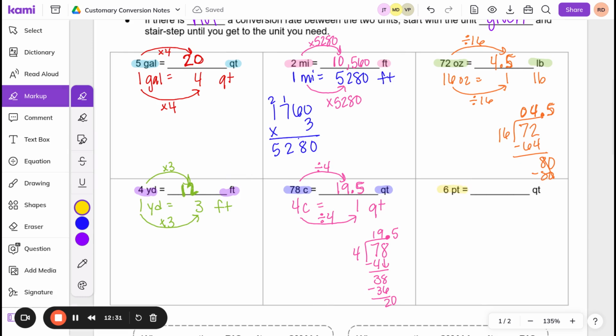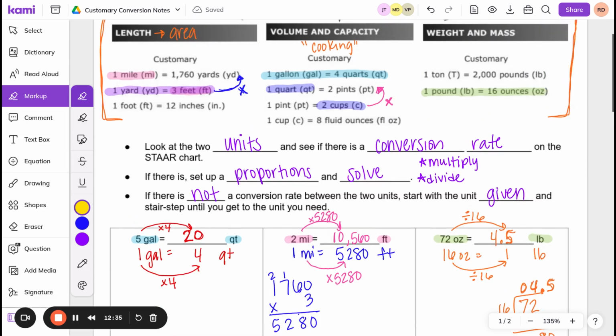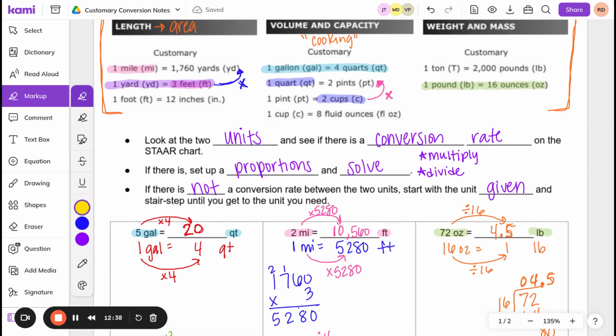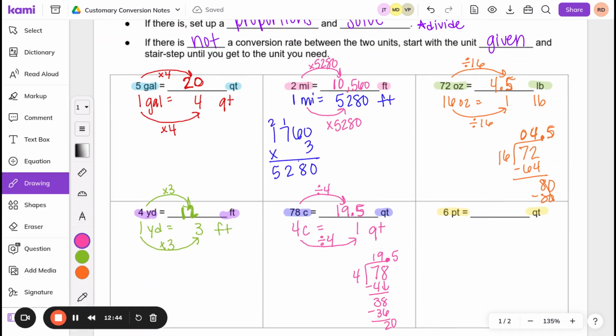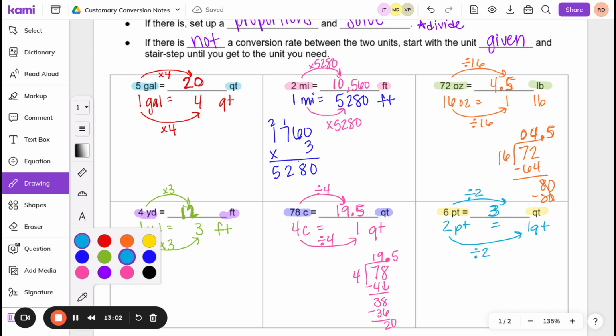Our last one, we're trying to turn pints into quarts. So if we go up to our star chart one more time, we want pints and quarts, and look at them right there in the same row. There are 2 pints in 1 quart. So 2 pints equal 1 quart. Going from big to small, so I'm dividing by 2. Whatever I do to the bottom, I do to the top, to get an answer of 3.